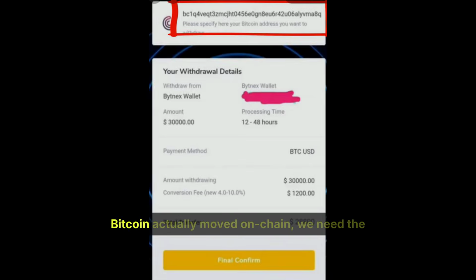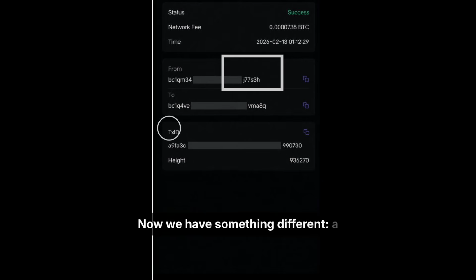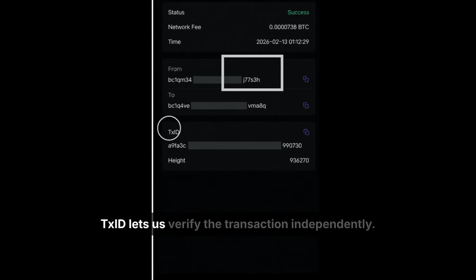To confirm that the Bitcoin actually moved on-chain, we need the transaction ID. Now we have something different, a transaction ID or TxID. This is the reference we can take outside the platform and check on the public Bitcoin blockchain. The platform says the withdrawal was successful. The TxID lets us verify the transaction independently.